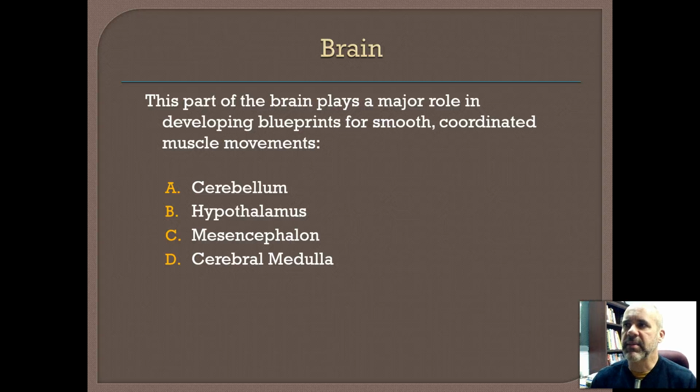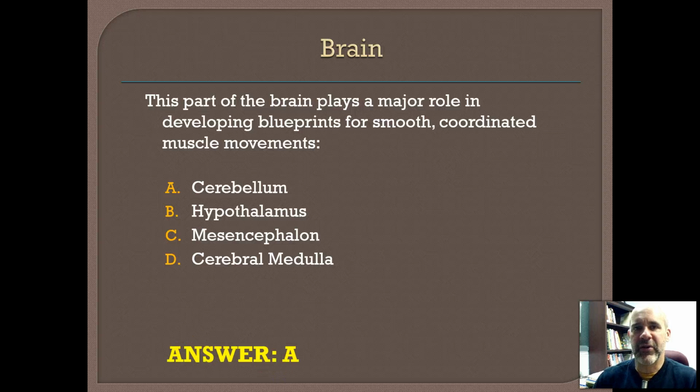This part of the brain plays a major role in developing blueprints for smooth, coordinated muscle movements. And hopefully you're answering cerebellum. That's the little mini brain on the underside, back, posterior portion of the brain. What that lobe does is, that's one of the things that it does. It develops blueprints for smooth, coordinated muscle movements.